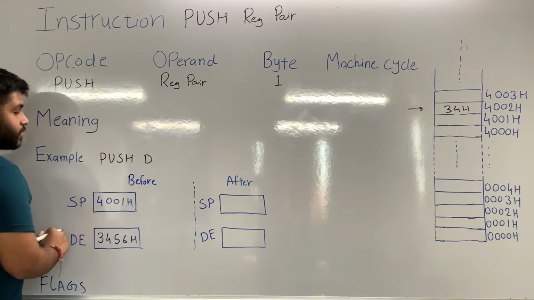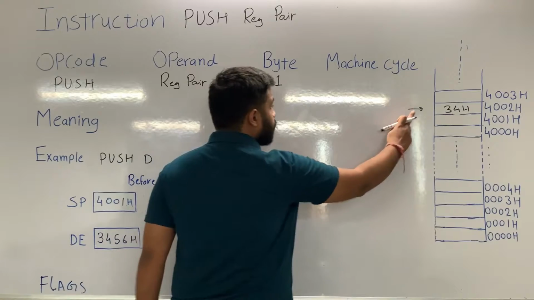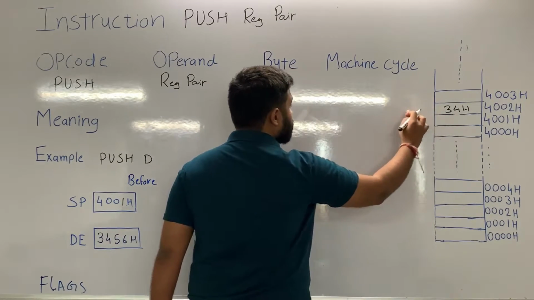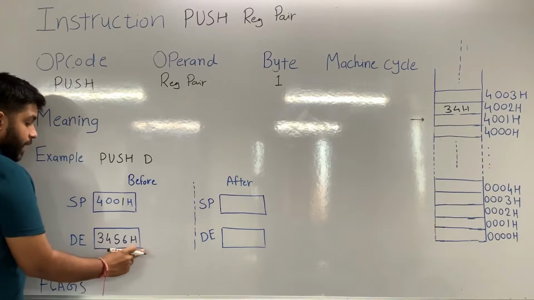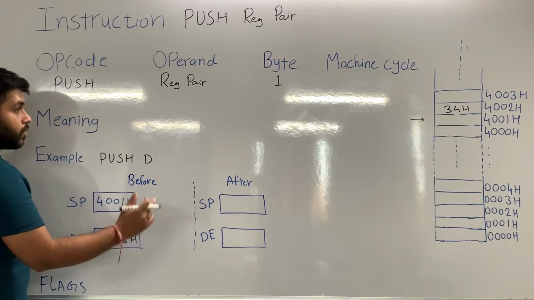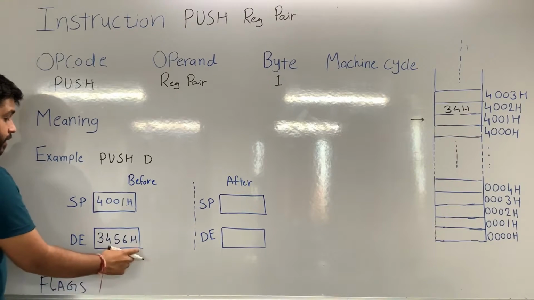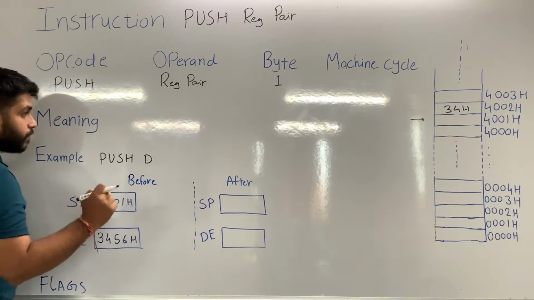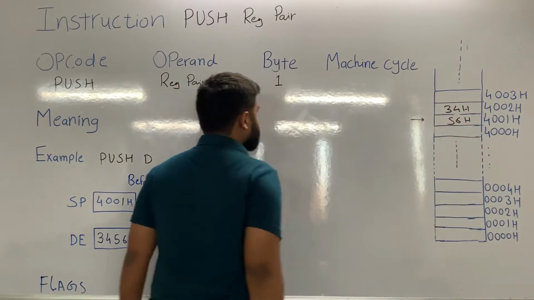After the content of stack pointer is decremented by 1, it means now the stack pointer is pointing to this memory location. After that, the lower byte of the DE pair will be stored in the stack. So what is the lower byte of the DE pair? It is 56H. So 56H will be stored in the stack.